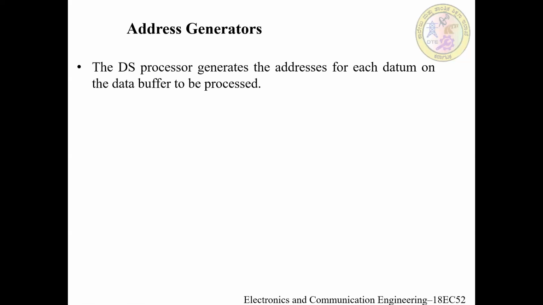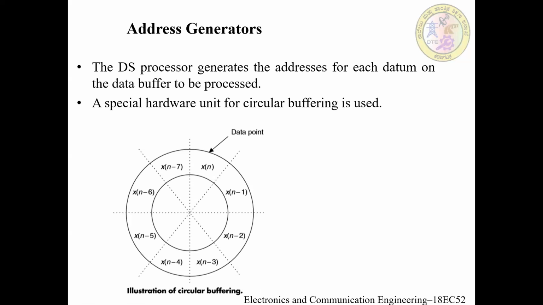The digital signal processor generates the addresses for each data on the data buffer to be processed. A special hardware unit for circular buffering is used. In this figure, you can observe the basic mechanism of circular buffering of a buffer having 8 samples.